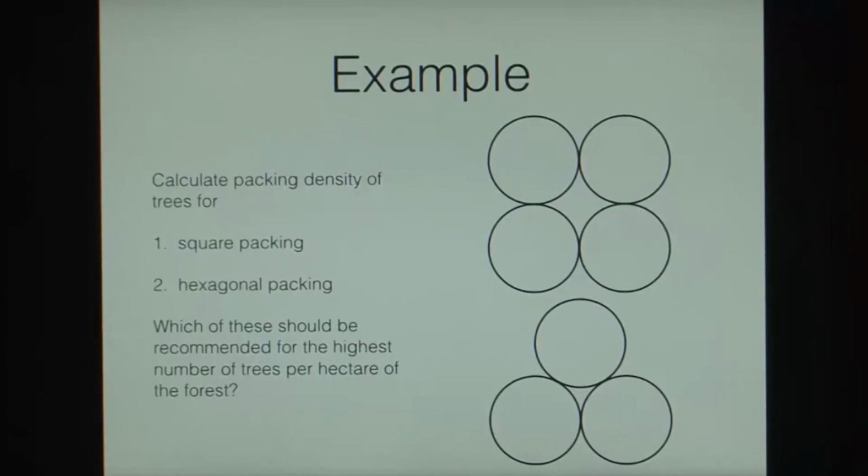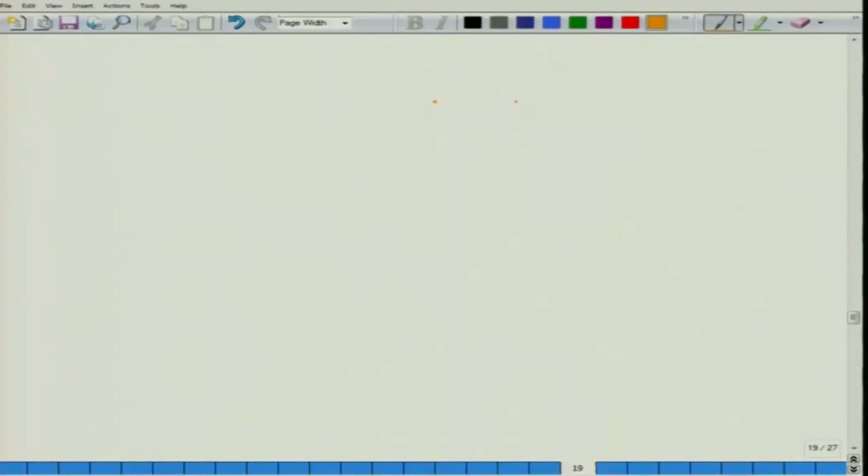Calculate packing density of trees for square packing and hexagonal packing as depicted in these figures. It is important if we wish to have the highest number of trees per hectare of the forest. So, how do we calculate a packing density? Suppose you planted trees in a regular grid, and this is a rectangular grid. Later on this tree will have a canopy like this, the next tree will also have a canopy. Because all these trees are of the same species and at the same site, this packing would become a square packing.